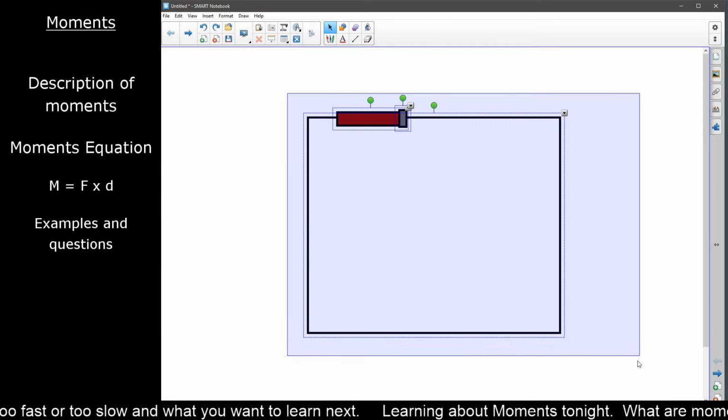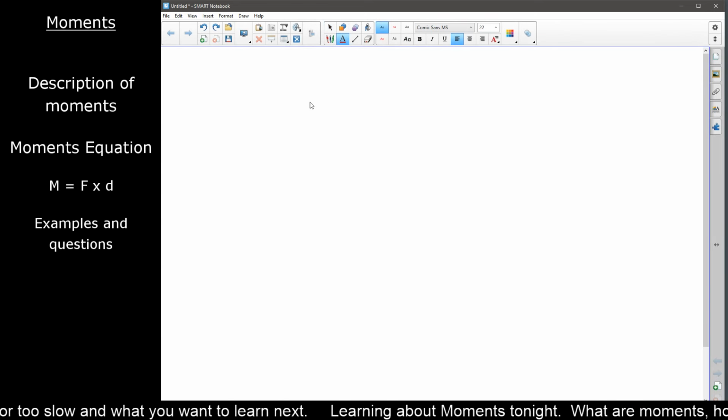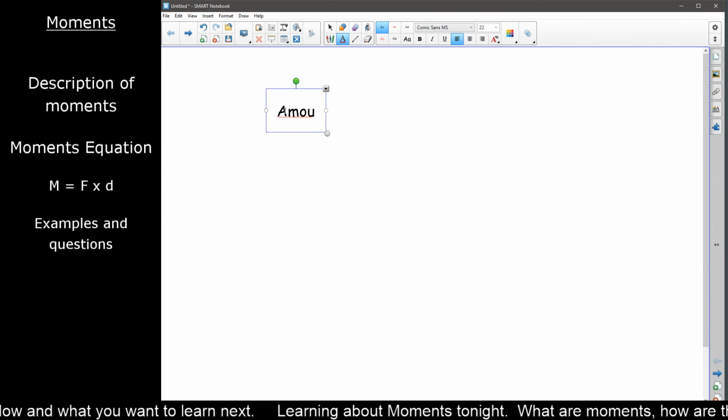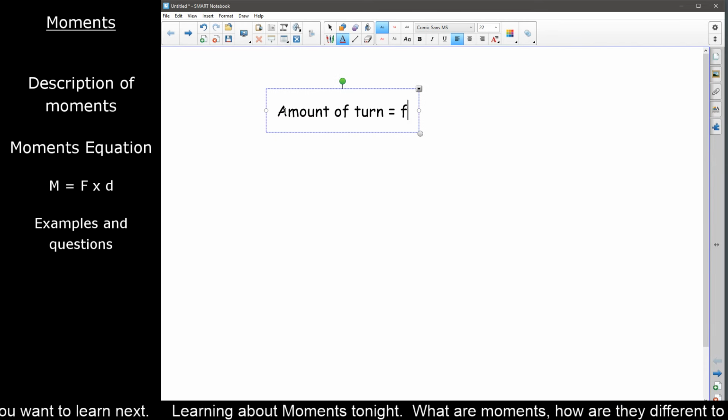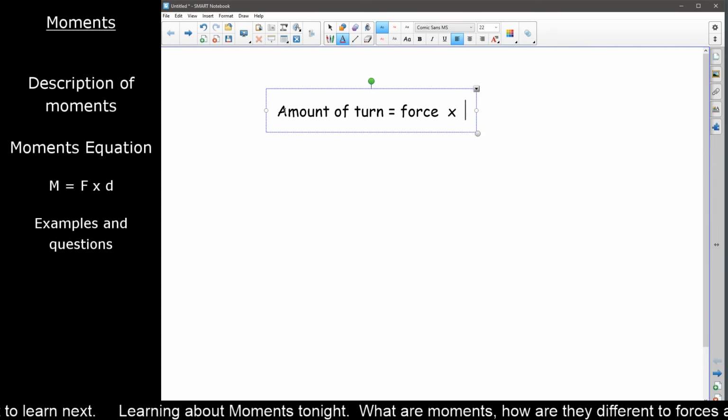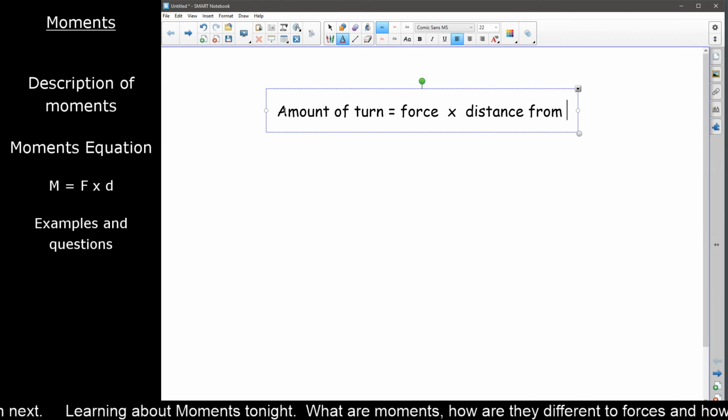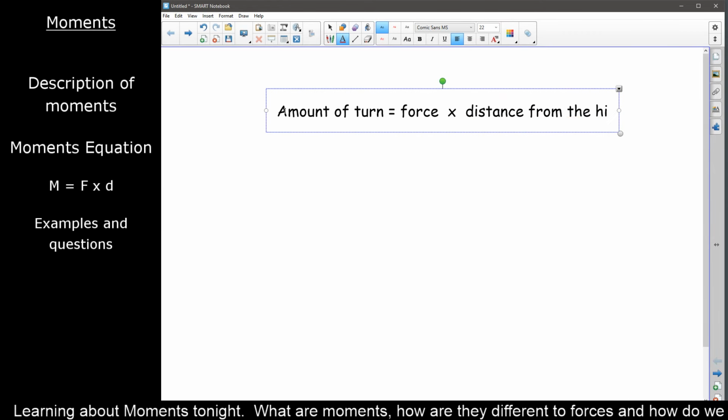So we can use that to essentially write the idea of the amount of turn that you produce. The amount of turn is equal to the force multiplied by the distance from the hinge.